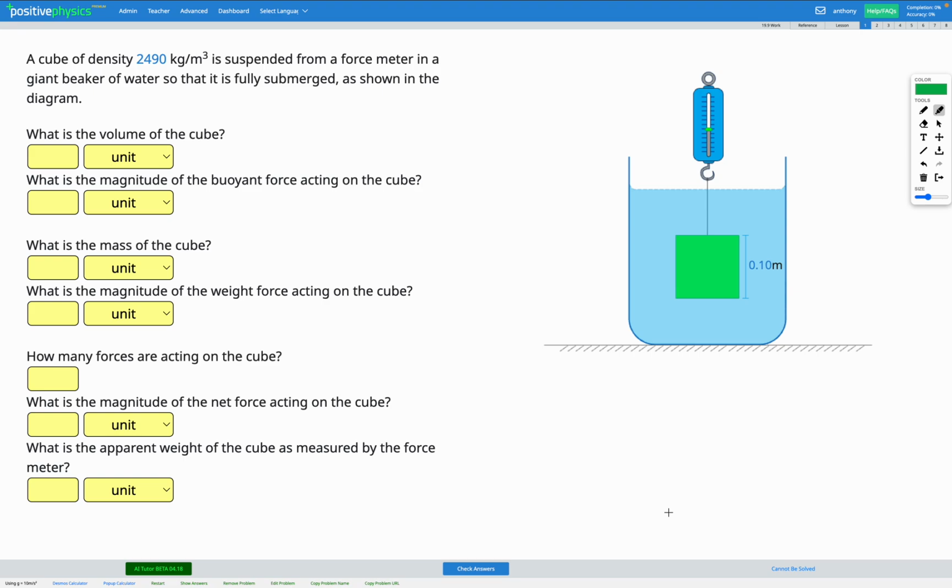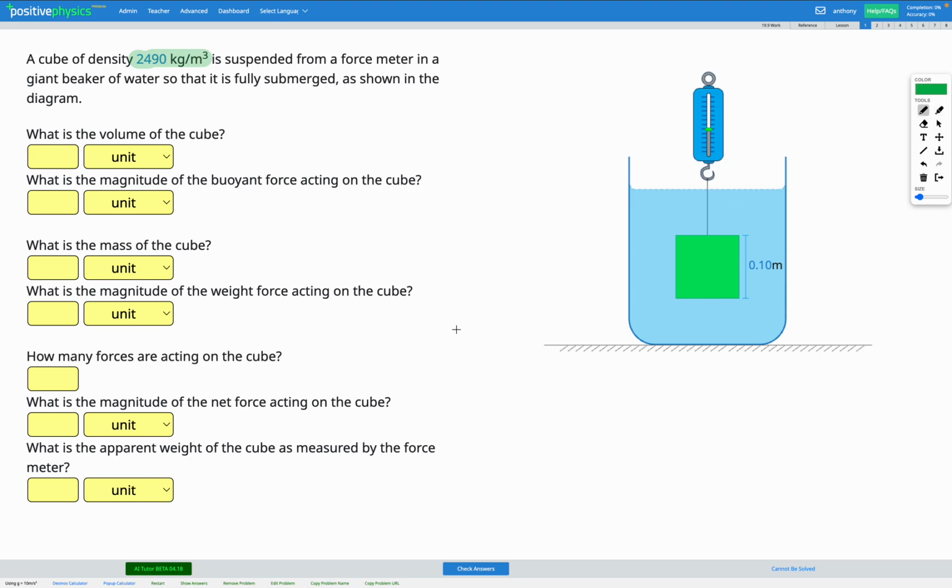In this question, we're told we have a cube of density 2,490 kilograms per meters cubed. It's suspended from a force meter in a giant beaker of water so that it is fully submerged as shown in the diagram. So we've got our cube here. It's hanging from our force meter, which is out of the water, and the cube is totally submerged in the water. It's underneath the surface.